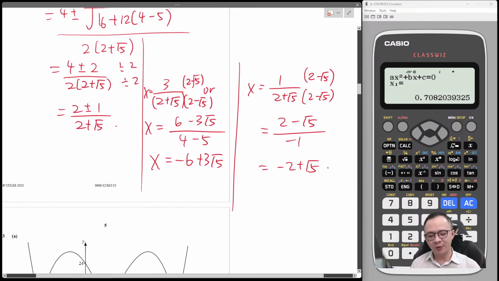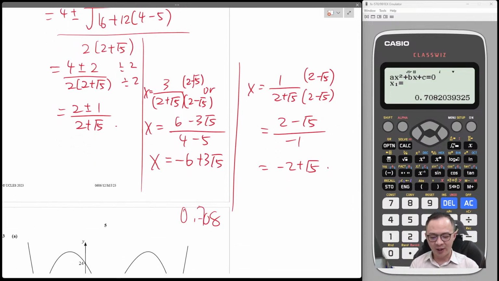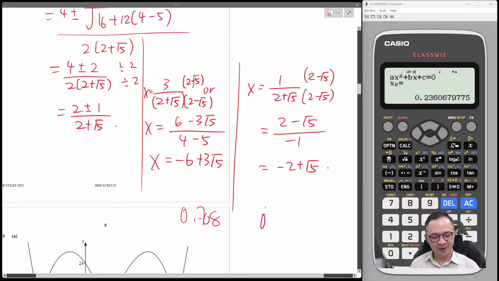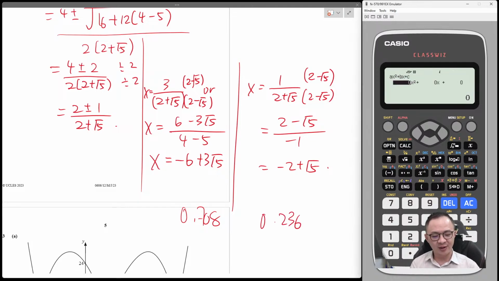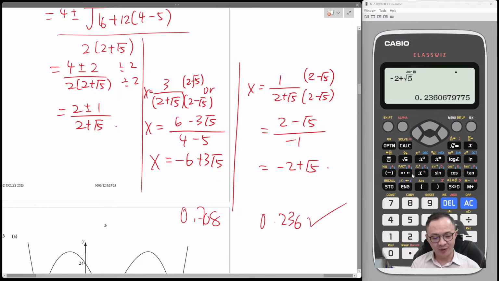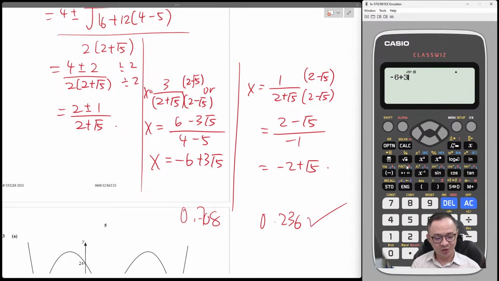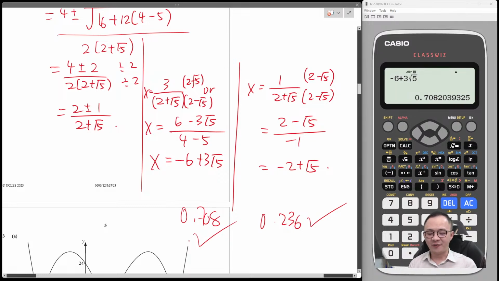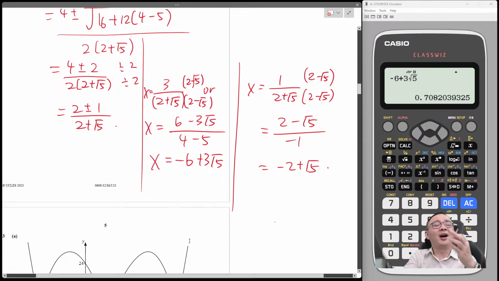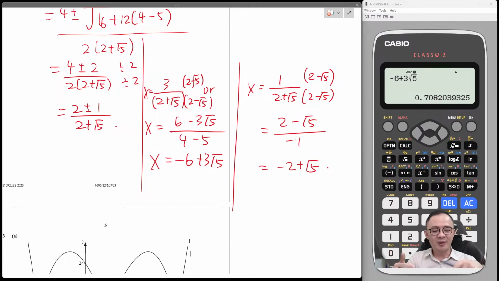Okay, so we'll get 2 different answers. One is 0.708. The second answer is 0.236. So I will check my answer. If negative 2 plus root 5, okay, the first one is correct. And then negative 6 plus 3 root 5, also correct. Then I'm very confident my rationalization is correct. Even if the calculator cannot leave the answer in short form, you can still use a decimal to double check your answer, isn't it?